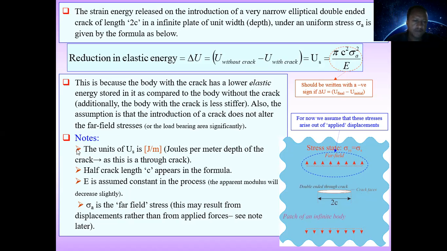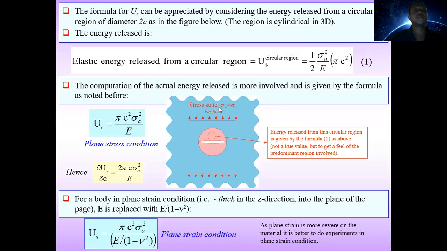The unit of Us is joule per meter, which takes the unit of energy. Half crack length c appears in the formula. E is assumed constant in the process. Sigma is the far field stress. This may result from displacement rather than from applied force. So the formula for Us can be appreciated by considering the energy release from a circular region of diameter 2c, as in the figure.